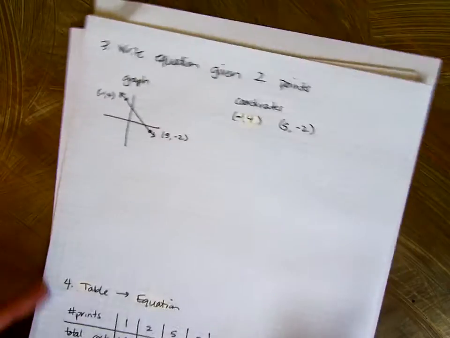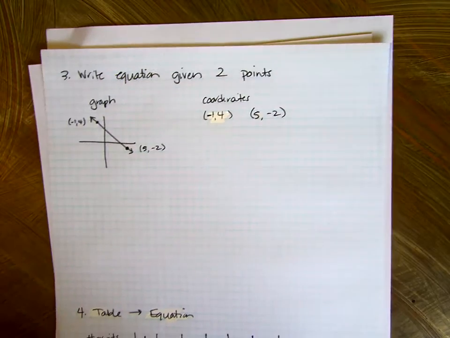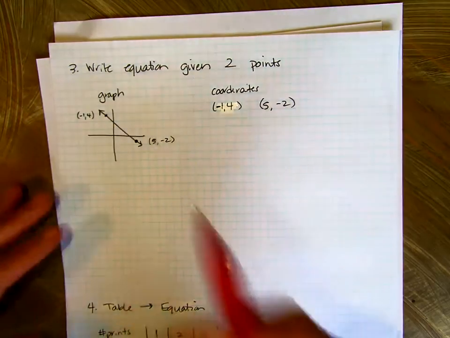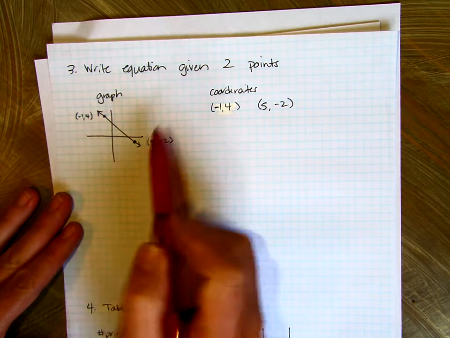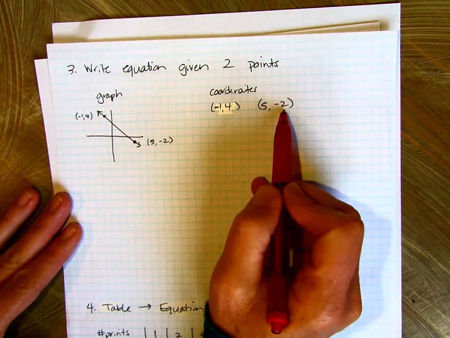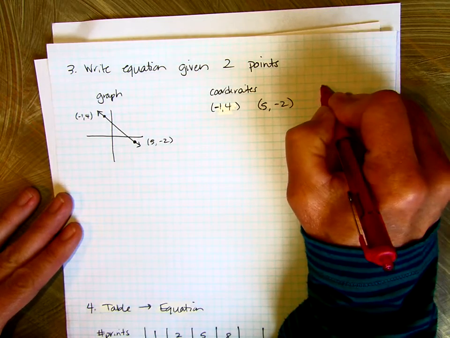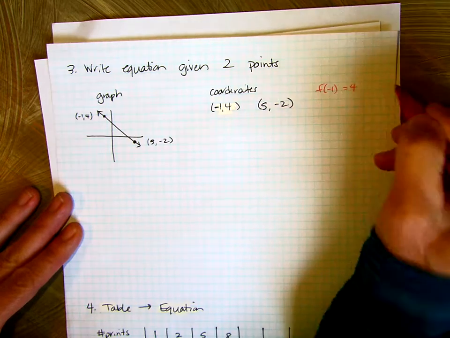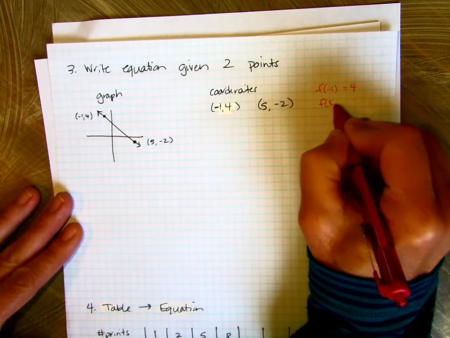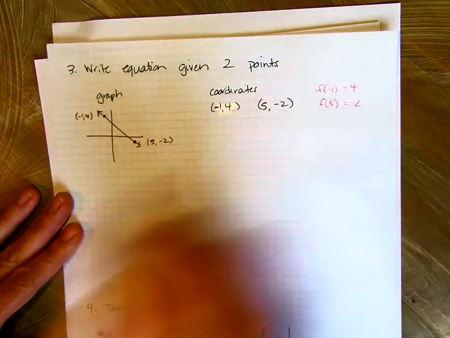And then we're going to write an equation given 2 points. And again, they might be given to you on a graph. There's your coordinates. They might be given to you as coordinates. I don't believe they give these to you as function notation, but quick quiz, how would I write that as function notation? When -1 came in, 4 went out. When 5 went in, -2 came out.